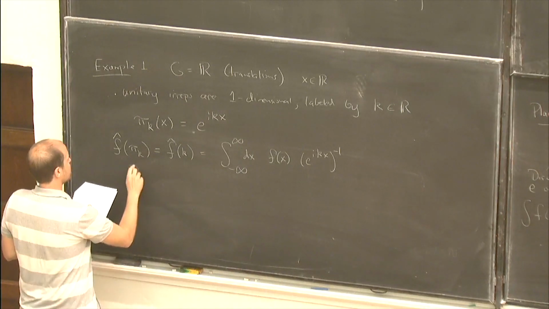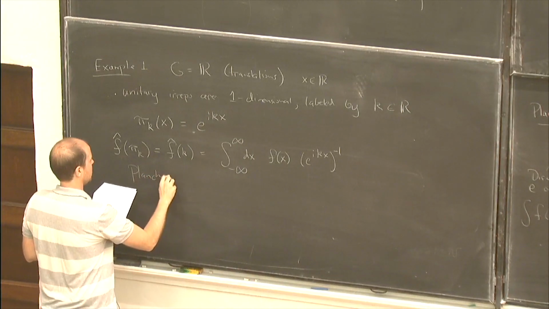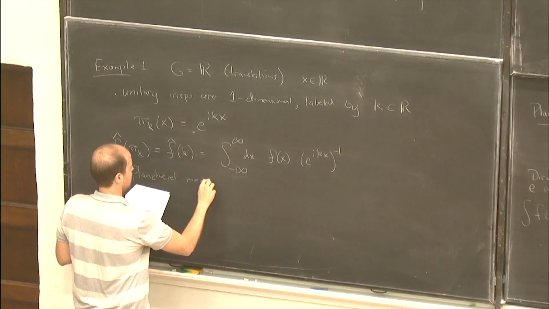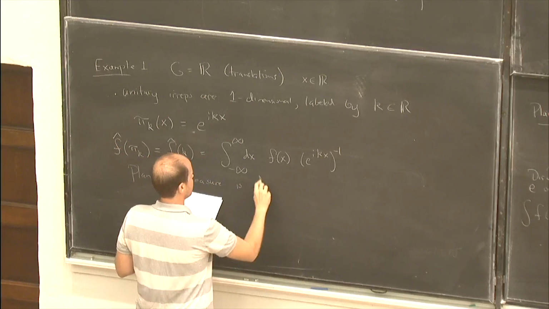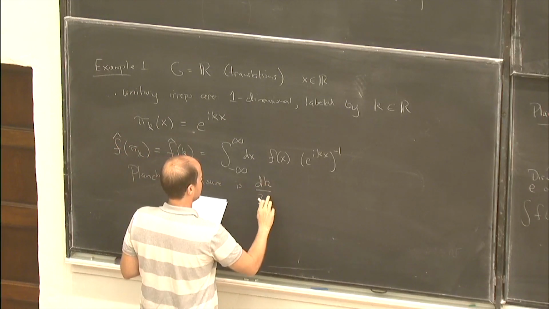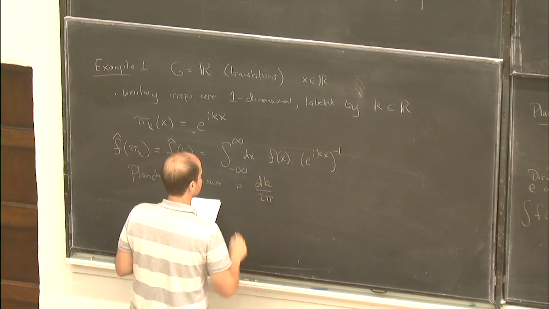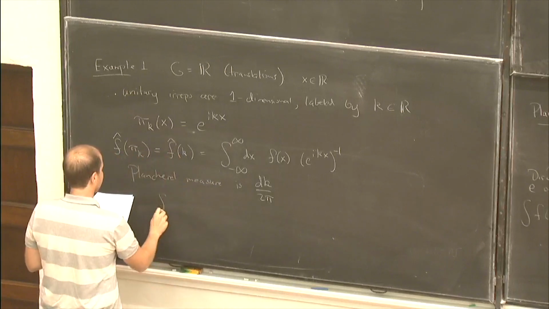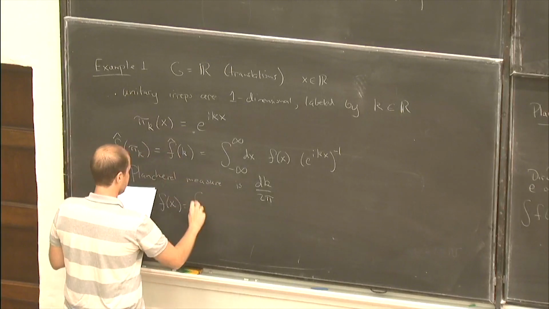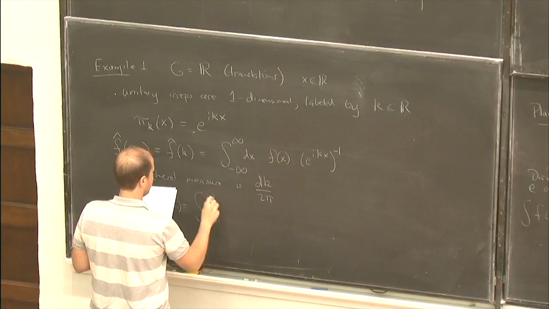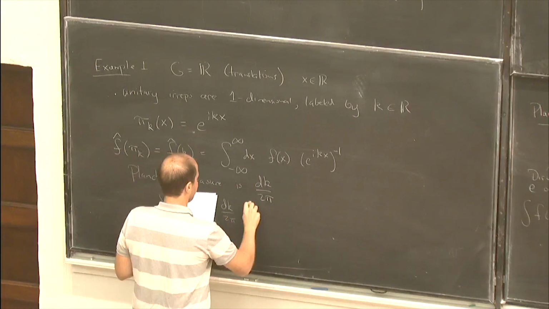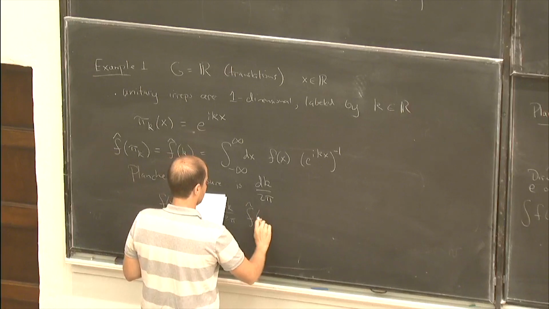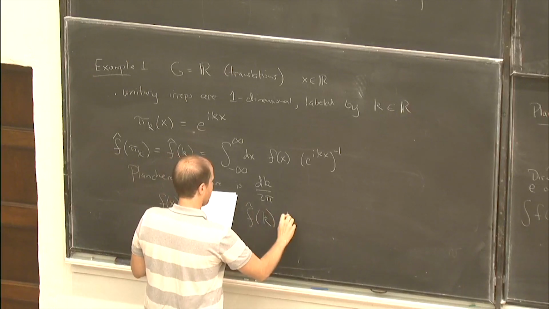And the Plancherel measure is dk over 2 pi. So we get a statement that f of x is equal to the integral from minus infinity to infinity, dk over 2 pi, f hat of k, e to the i k x.